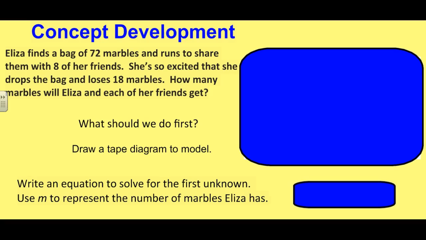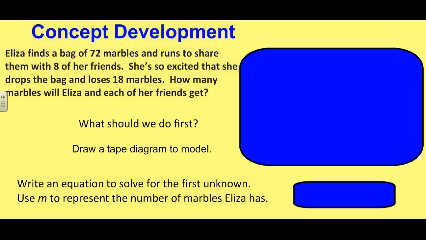Okay, what should we do first? Read back over that to figure that out. Just pause if you need to. So we've got to write an equation to solve for the first unknown, meaning this is going to be our first step, and we're going to use the letter M to represent the number of marbles Eliza has. So we know that she has 72 marbles, and we know that she's sharing them with herself and 8 friends, so that's going to be 72 divided into 9 people.